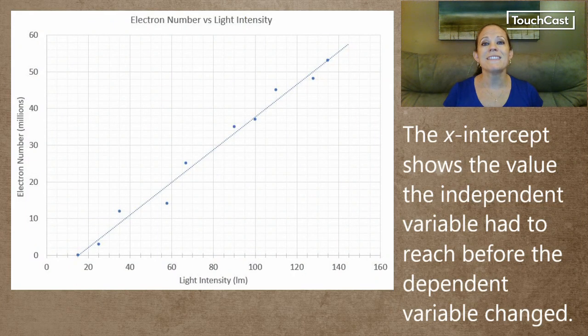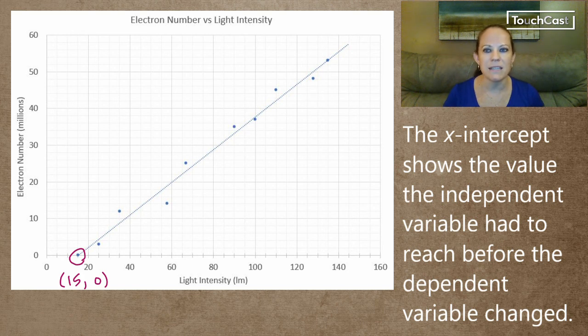So one thing that's different with this data set is that our points don't already lie on a nice straight line. So we have to apply something called a best fit line. And I used a spreadsheet program to do that. We can still, however, take a look at our intercept down here, and our value is 15 lumens of light intensity and 0 millions of electrons.